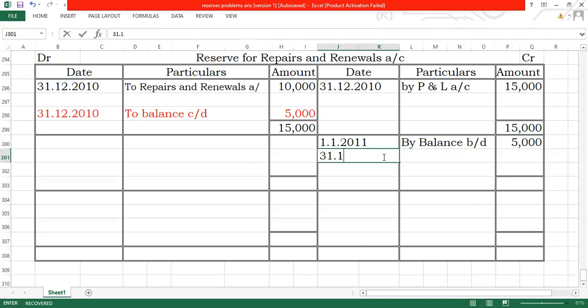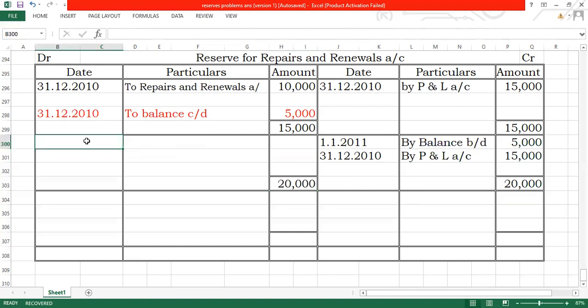Again, provide on 31st 12 2010, and the provision by profit and loss account. 15,000 total, $20,000. So $20,000 is the actual for 31st 12 2011.